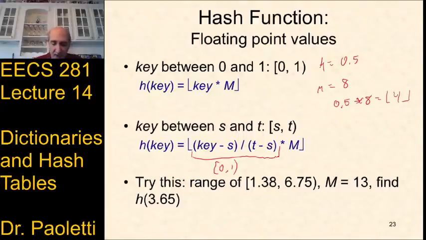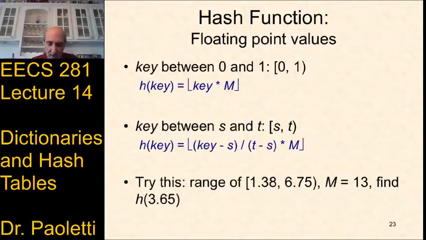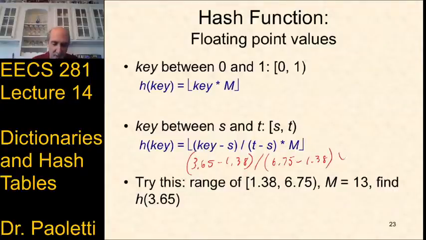Okay, so according to my formula there, I'm going to get rid of my markings. I've got the key, which is 3.65 minus 1.38, divided by 6.75 minus 1.38. I calculate that, I multiply by 13, I take the floor of that.